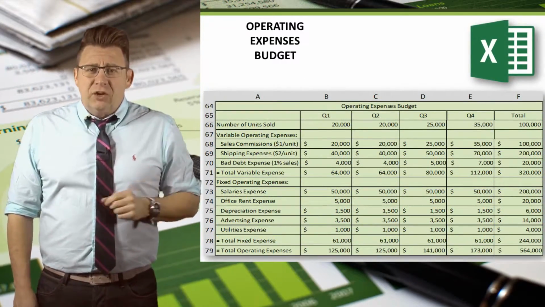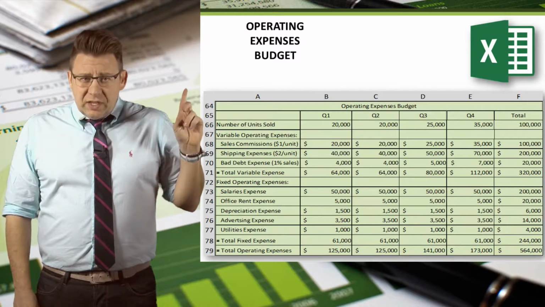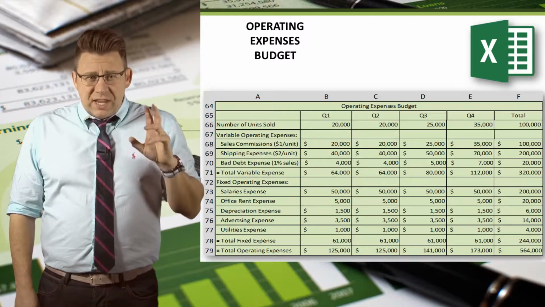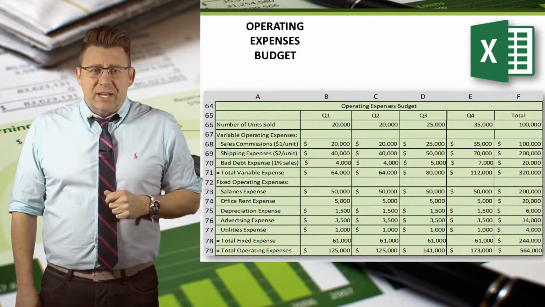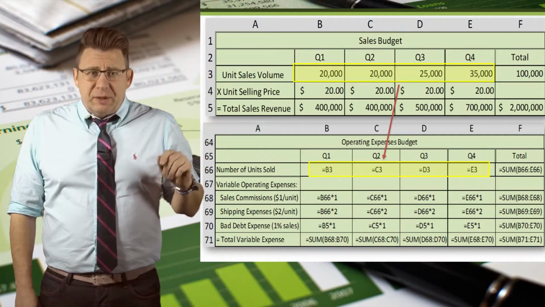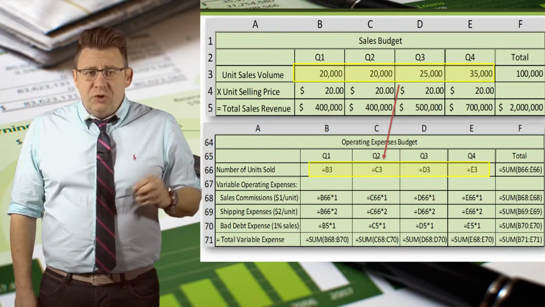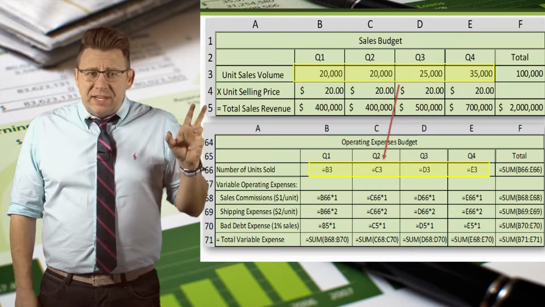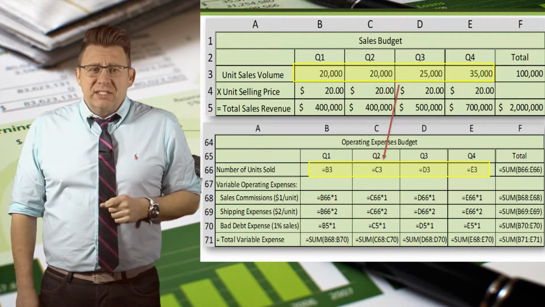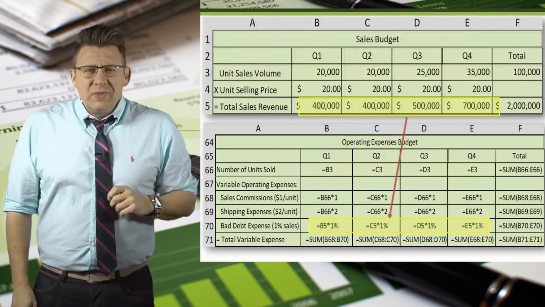So now let's look at how to do this in Excel. Notice the column letters and the row numbers. We will need to reference these as we build this budget in Excel. Here we have both the sales budget and the operating expenses budget. We start by linking the two budgets together by having the sales volume in the operating expenses budget link to the same cells in the sales budget.